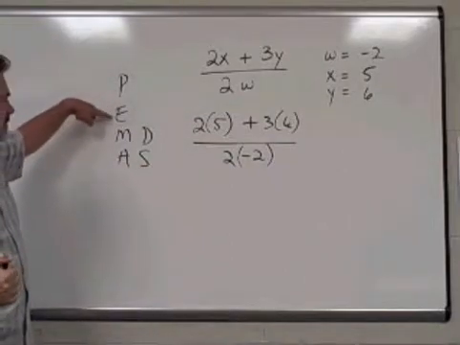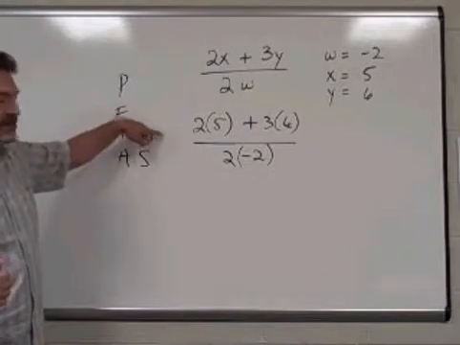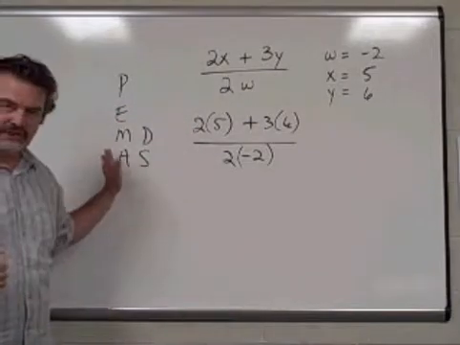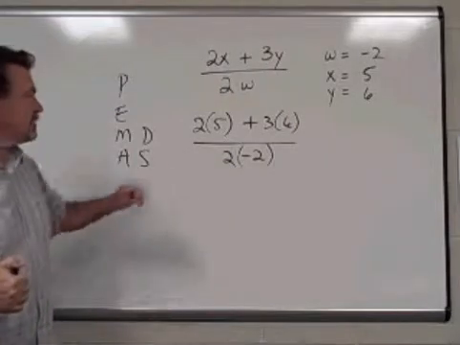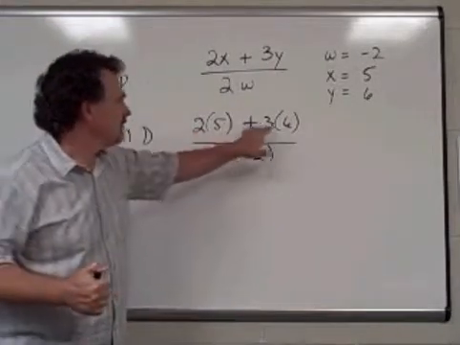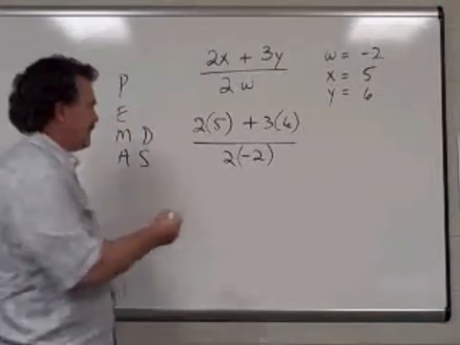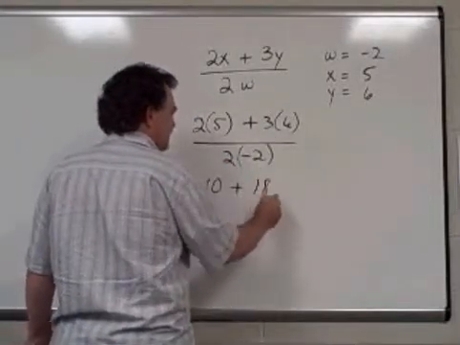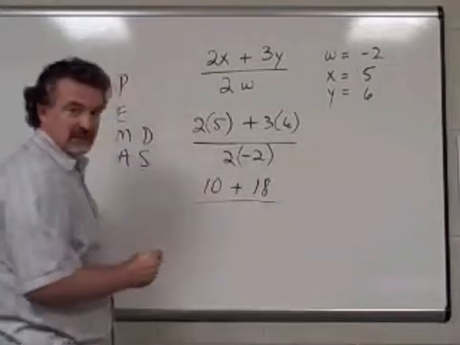Parentheses, exponentiation, multiplications, divisions worked left to right, additions and subtractions worked left to right. So the first thing I need to do are all of these multiplications. So we'll have 2 times 5 is 10, plus 3 times 6 is 18, over 2 times -2.